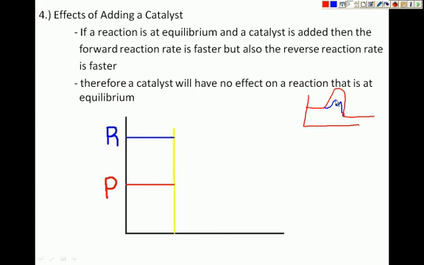the forward activation energy with the catalyst is this high, and the reverse activation energy requires the same amount of potential energy, and it's going to speed up the reverse reaction rate as well as the forward reaction rate equally. It decreases them both by this much, and what we can say is, therefore, a catalyst will have no effect on a reaction that is at equilibrium. So this will just be no change, and same with this will be no change as well. Okay, and that's the effects of adding a catalyst.